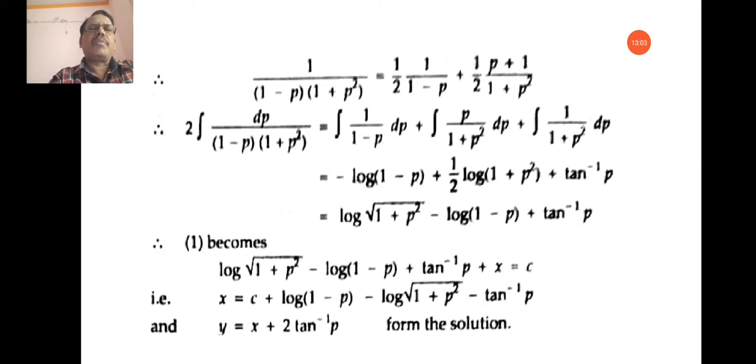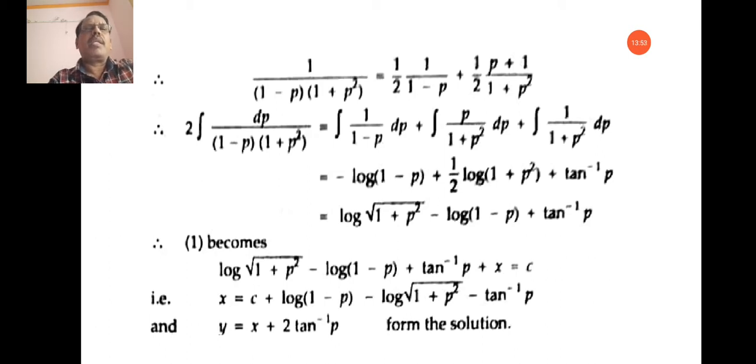So equation 1 becomes log of root of 1 plus P square minus log of 1 minus P plus tan inverse of P plus x is equal to C. So x is equal to C plus log of 1 minus P minus log of root of 1 plus P square minus tan inverse of P, or y is equal to... so this is one equation. x is equal to C plus log of 1 minus P minus log of root of 1 plus P square minus tan inverse of P. And here in this case we cannot eliminate P between the given equation and the equation obtained.